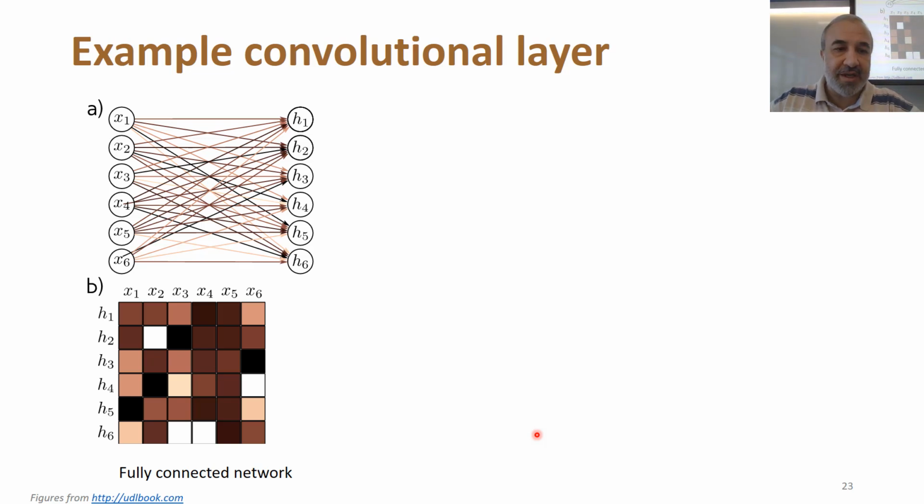Okay, now let me show you an example. This is a fully connected layer. We have six inputs, and we have a hidden layer of 6 units. The number of weights between these 2 layers is what? 6 times 6, right? Which is represented by the matrix down here. The colors here indicate the different weights. So we have 36 different weights for one fully connected layer, right?